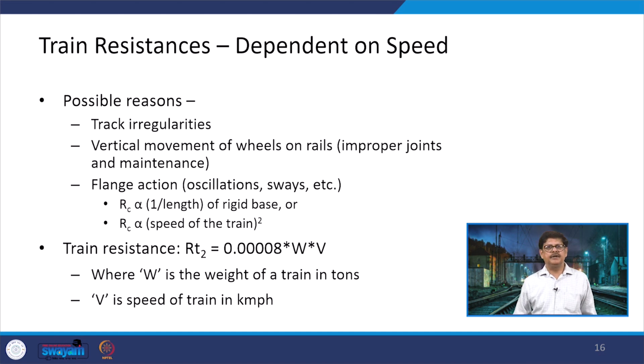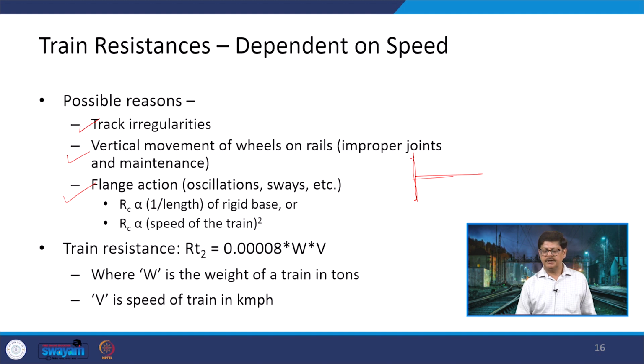Now, come to the dependence on speed. In the case of dependence on speed, the problems can be when the train is moving at a speed. Now, why do the resistances come? It can come because of the track irregularity. It can be there because of the vertical movement of wheels on the rails because of improper joints, or because the maintenance has not been done in the right manner, or it may also happen because of the flange action.